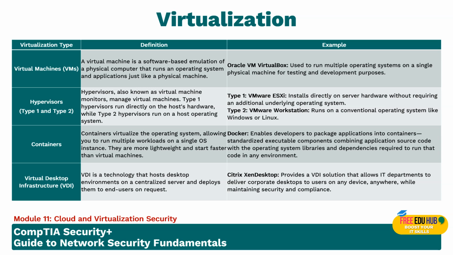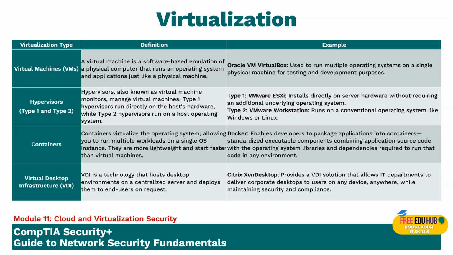We have both type 1 and type 2. Now, hypervisors are also known as virtual machine monitors, used to manage the virtual machines. Type 1 hypervisors usually run directly on the host hardware. You might have seen the VMware appliances, which are hardware devices with their own operating system, with the help of which you can manage the virtual machines. So we call them type 1.